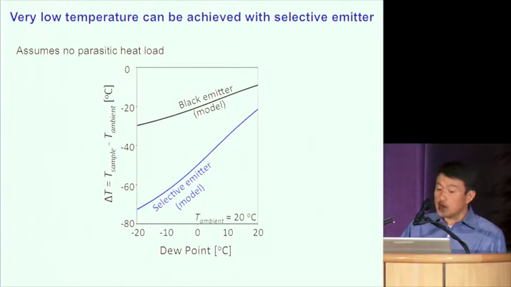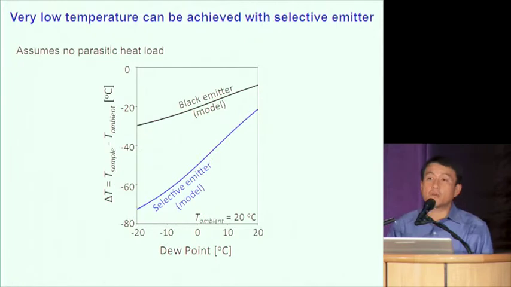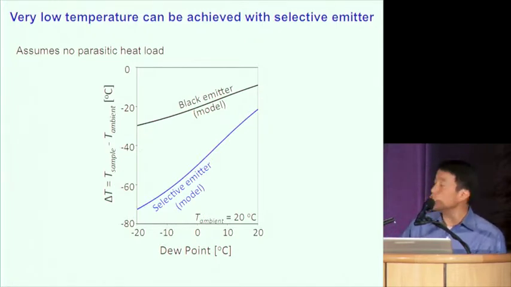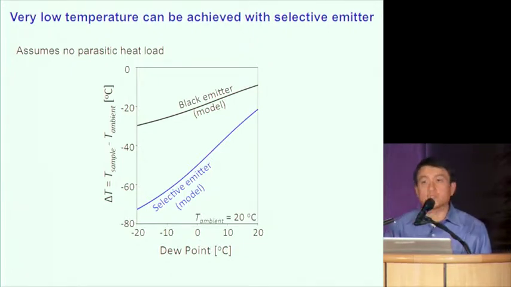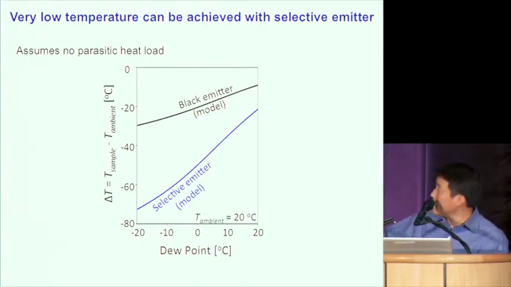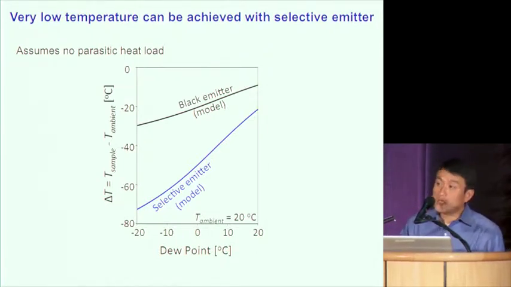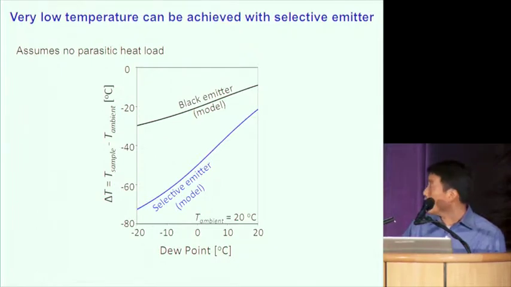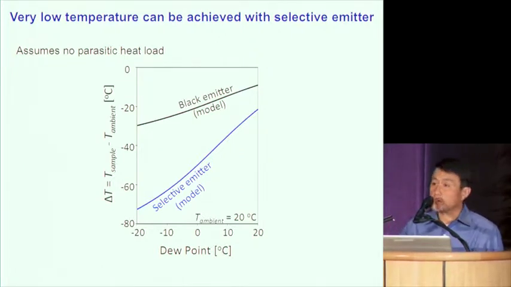And this, if you look at it theoretically, indeed can give you a very large performance gain. This is assuming an ambient temperature of 20 degrees Celsius at night, a transmission spectrum similar to Stanford's, and you compare a blackbody emitter to the ideal selective emitter that I just showed, and you plot the temperature reduction that you can get as a function of dew point, which measures the water content of the atmosphere.